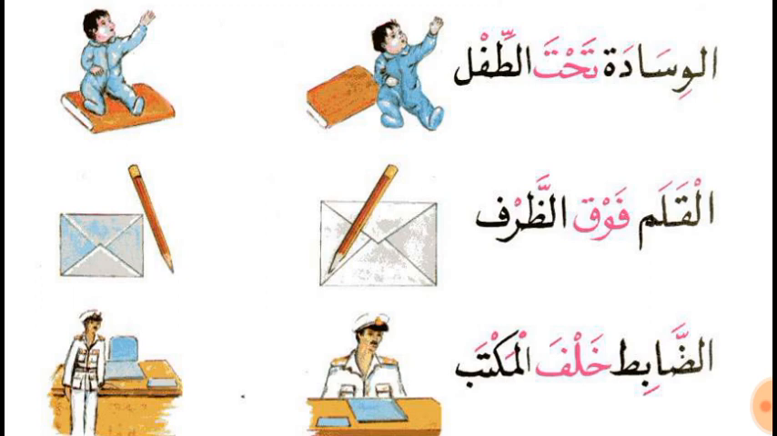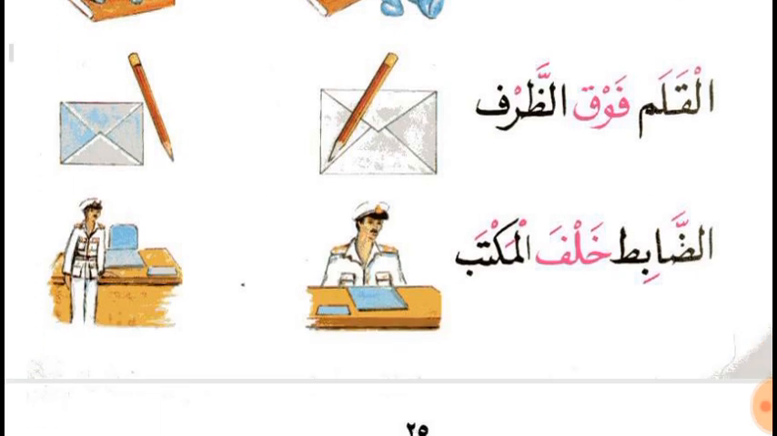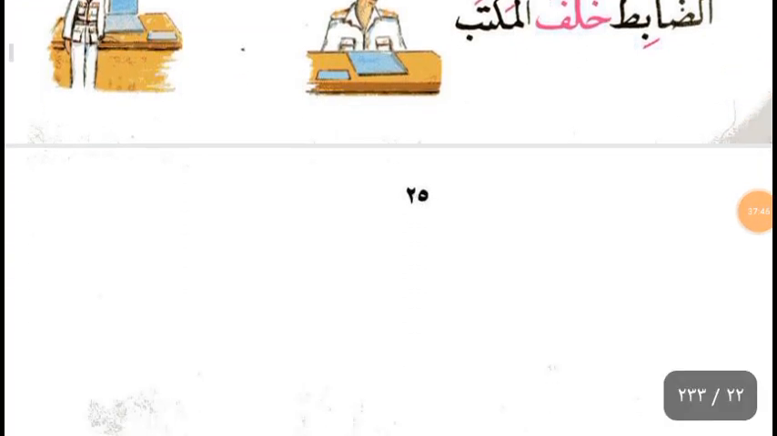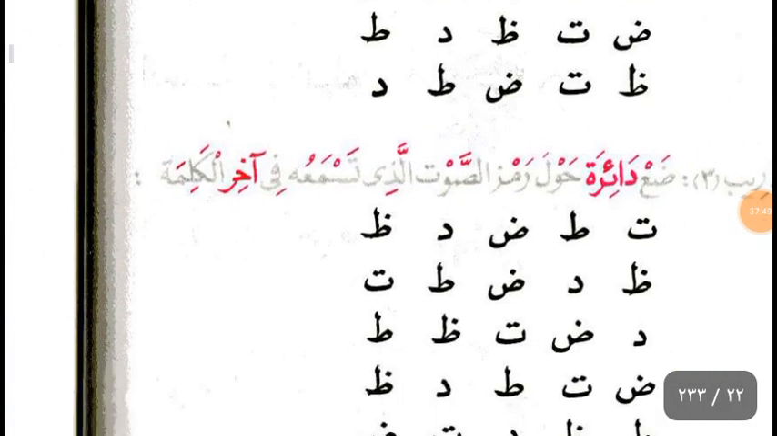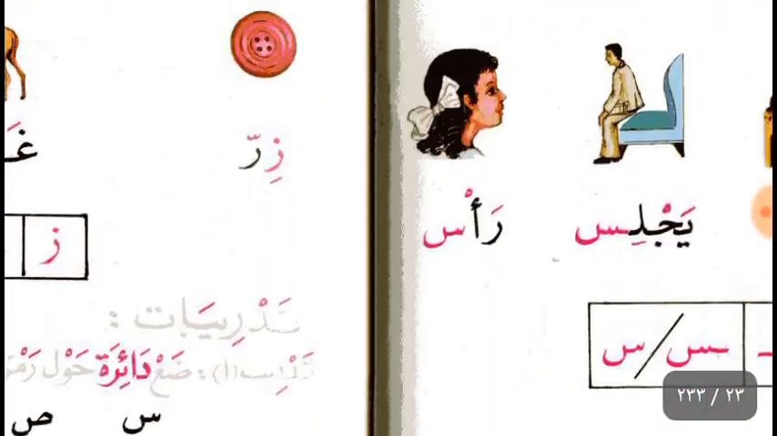القلم فوق الظرف. The pen is over the envelope. The fifth one is correct. الضابط خلف المكتب. The inspector is behind the desk. Okay. In the next one, this picture is correct. Okay.